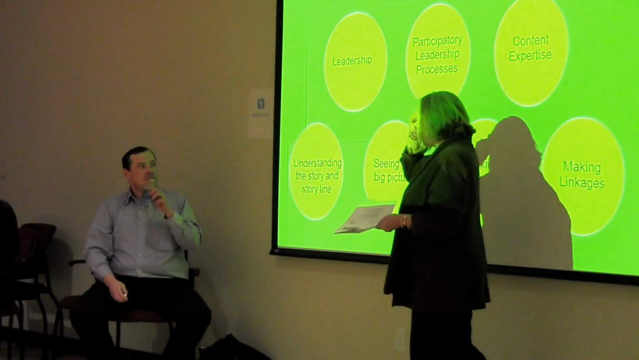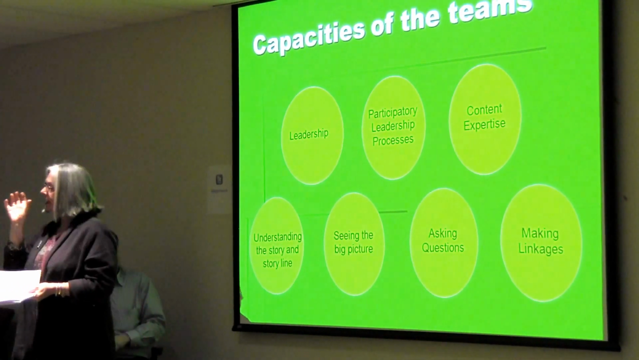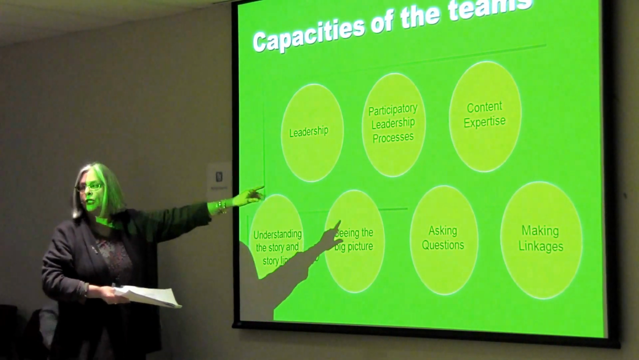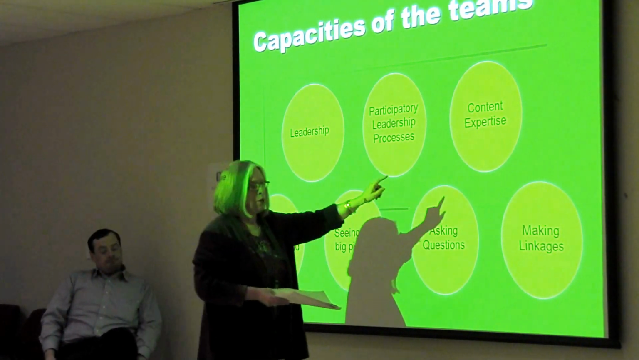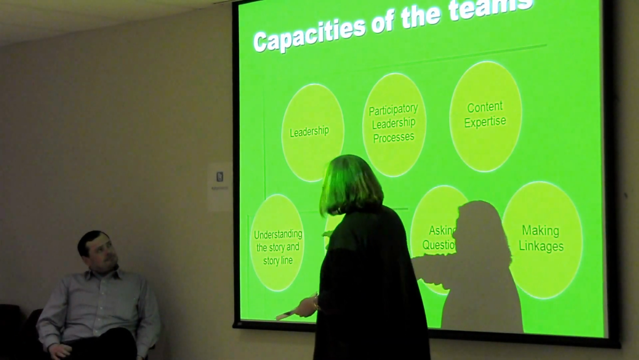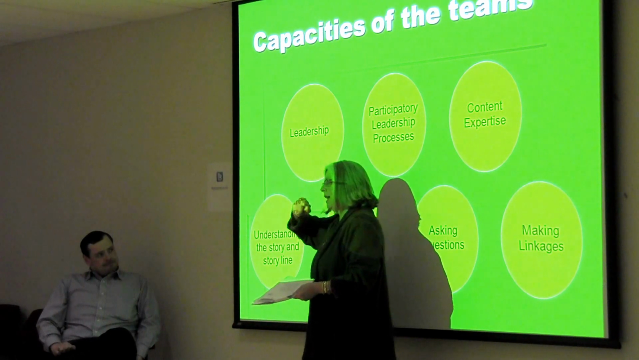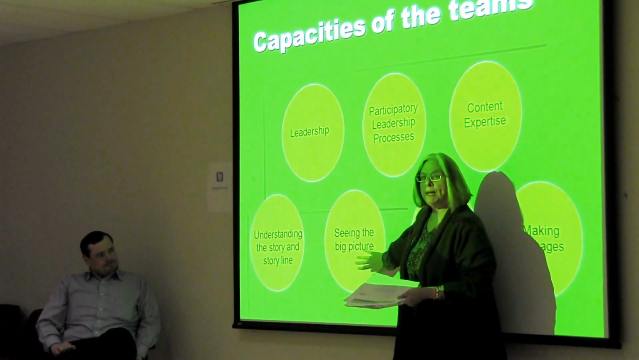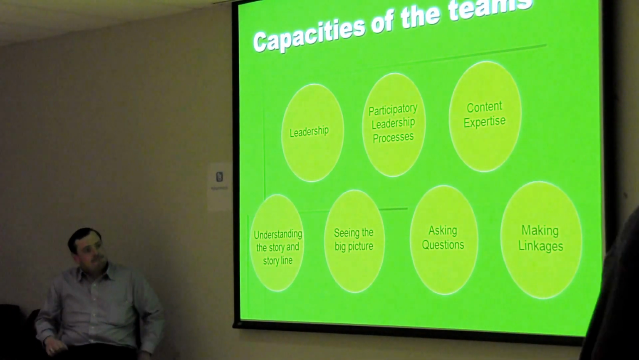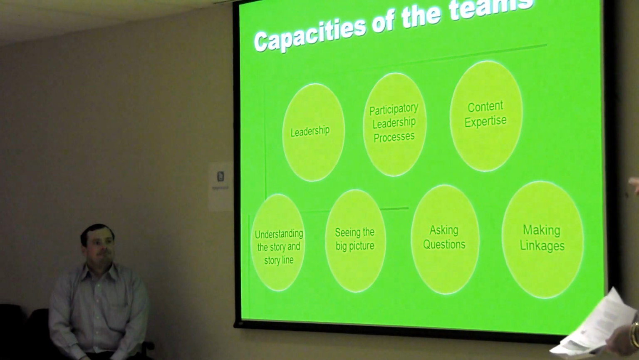Because there's probably roles or capacities that multiple people will hold. So collectively as a team, we want there to be leadership to get the work done. Participatory leadership processes, those are really important for this work. We obviously want content expertise because we're describing public health work. Understanding the story and the storyline is going to be really important as a capacity. I'm going to go into that in a little more detail. Being able to see the big picture is a really important capacity. And then asking questions and making linkages.